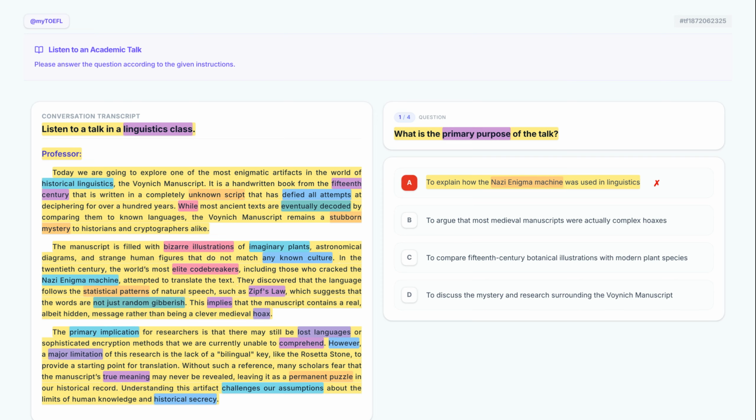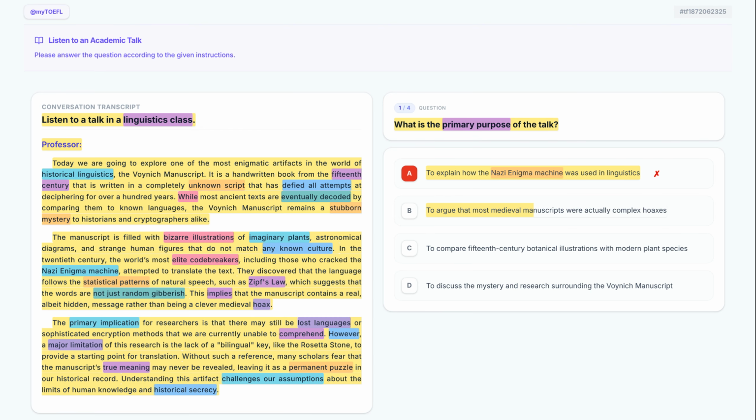Now, let's check what option B suggests. To argue that most medieval manuscripts were actually complex hoaxes. The idea of complex hoaxes is mentioned, but the professor actually argues it is not just random gibberish, contradicting this choice. Eliminate this.